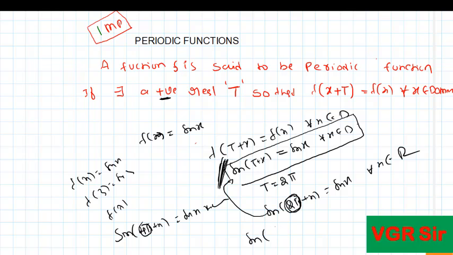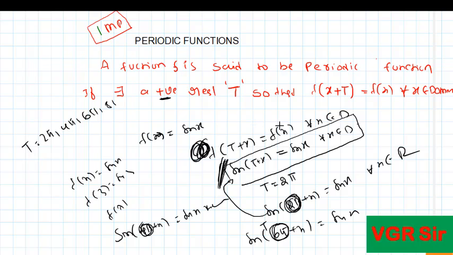Someone says, sir, I will write 6 pi plus x. Sin of 6 pi plus x equals sin x only, so t is 6 pi. T taken as 2 pi is satisfying, 4 pi is satisfying, 6 pi or 8 pi or 10 pi, whatever it may be. All of these are positive numbers only, no? You take any such t, and the sin function satisfies this definition. That's why the sin function is said to be a periodic function.